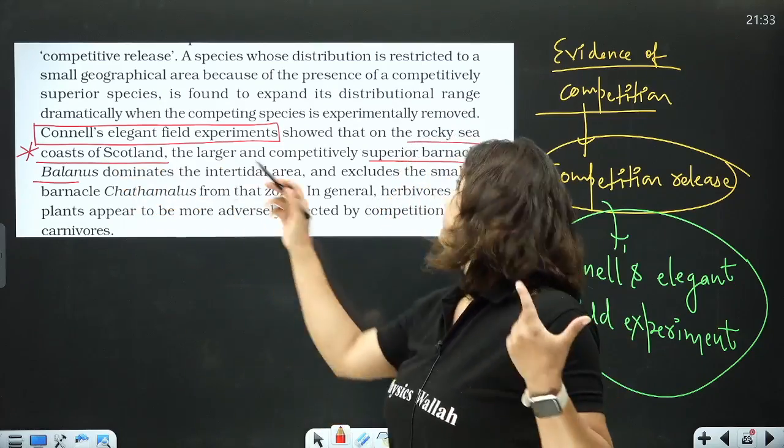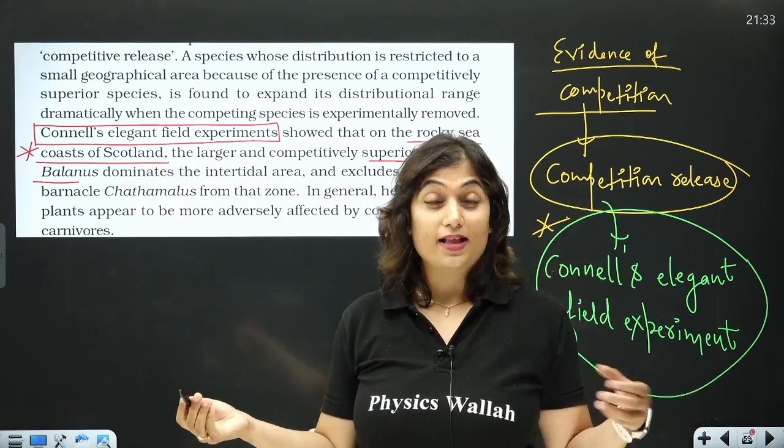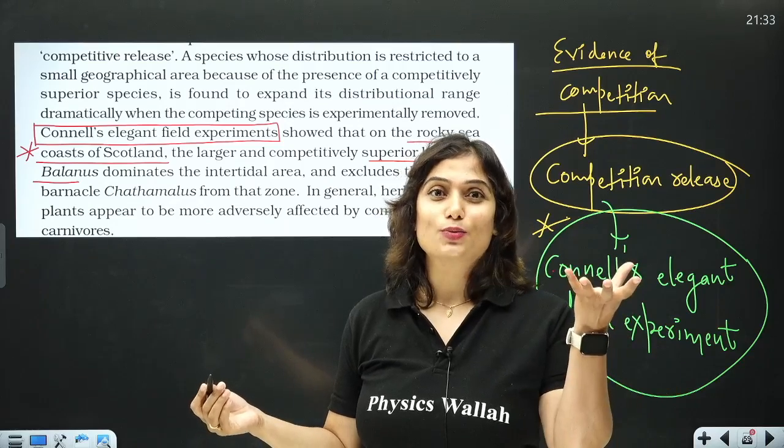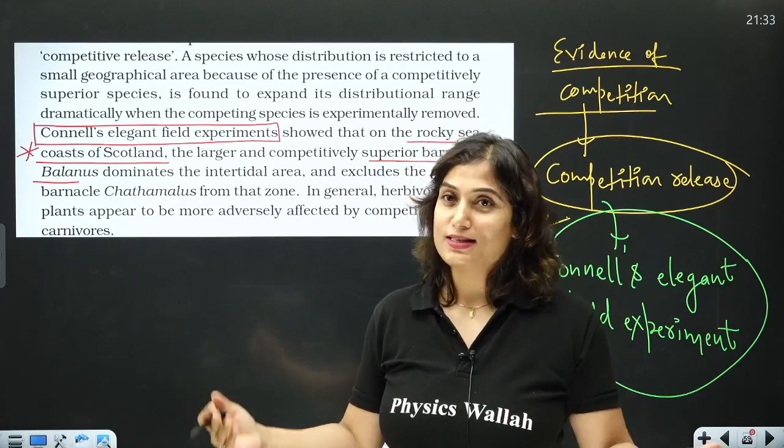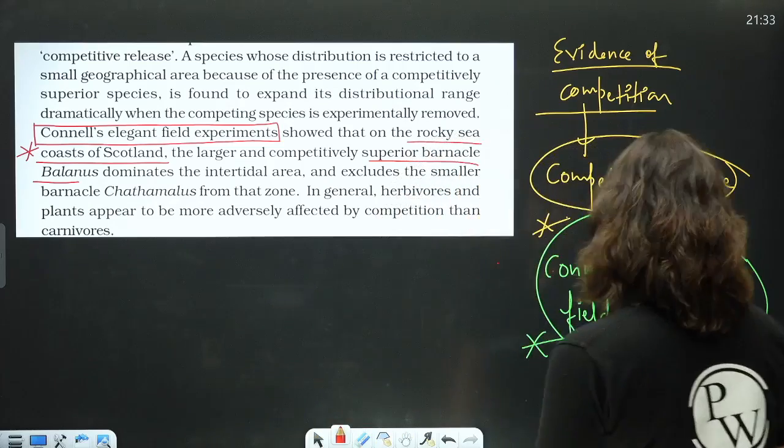Okay, so in Connell's elegant field experiment, this scientist deliberately removed the Balanus from the rocky sea of Scotland, and then he observed that Cathamelus grew. In the presence of Balanus, Cathamelus didn't grow. So this is the example of competition release.